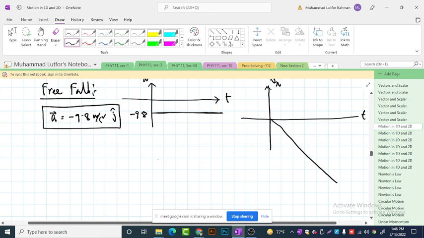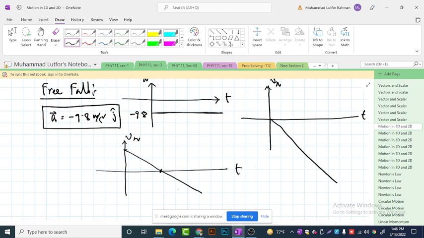Or if you throw the particle in the upward direction, initially the velocity will start from a point, which is this vx, and gradually it will decrease. At the top point its velocity would be 0, which is this one, and after that it will come back in the downward direction. That would be the velocity versus time graph if you throw a particle upward. Alright, so that's how we can explain the motion in 1D and 2D.